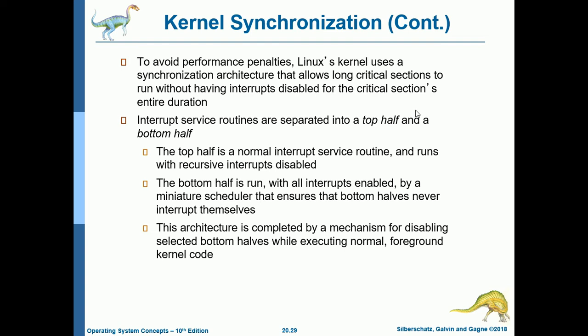So to avoid performance penalties, the Linux kernel uses a synchronization architecture that allows long critical sections to run without having interrupts disabled for the critical section's entire duration. So interrupt service routines are separated into a top half and a bottom half. The top half is a normal interrupt service routine and runs with recursive interrupts disabled, while the bottom half is run with all interrupts enabled by a miniature scheduler that ensures that bottom halves never interrupt themselves. This architecture is completed by a mechanism for disabling selective bottom halves while executing normal foreground kernel code.